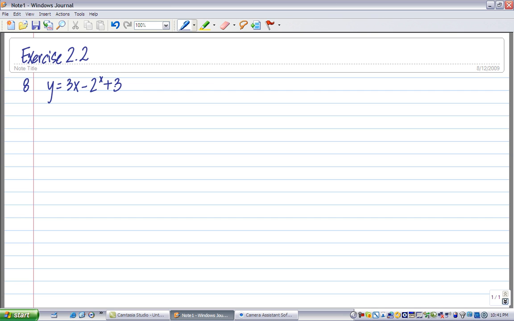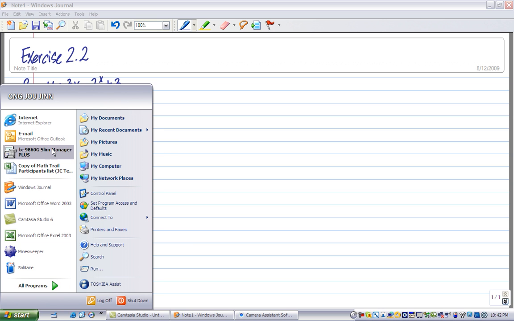Is GC allowed? In this case, can we use GC? Yes, we can, because the question did not specify that they require the exact answer. So you can use GC, key in the equation in your GC. Now let's take a look at that.